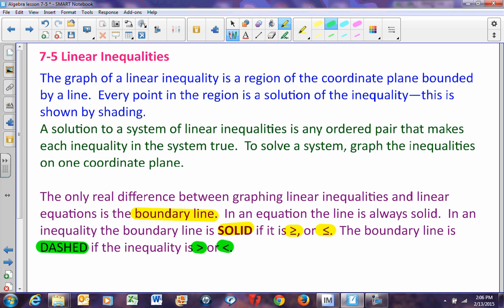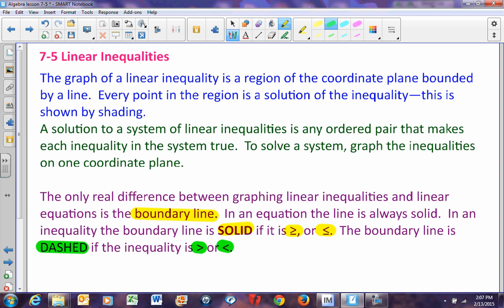Now when you're graphing an inequality, it's only a solid line if it's greater than or equal to, because what that is telling you is that if a point lands on the line, it is also part of the solution, which is where the equal to comes in. But if it's just greater than or less than, then the boundary line is not part of the solution.